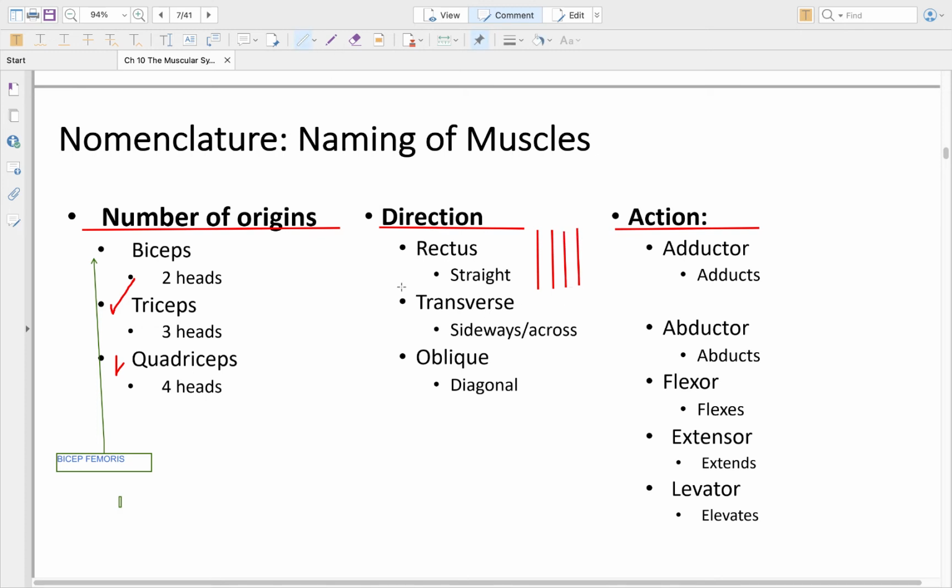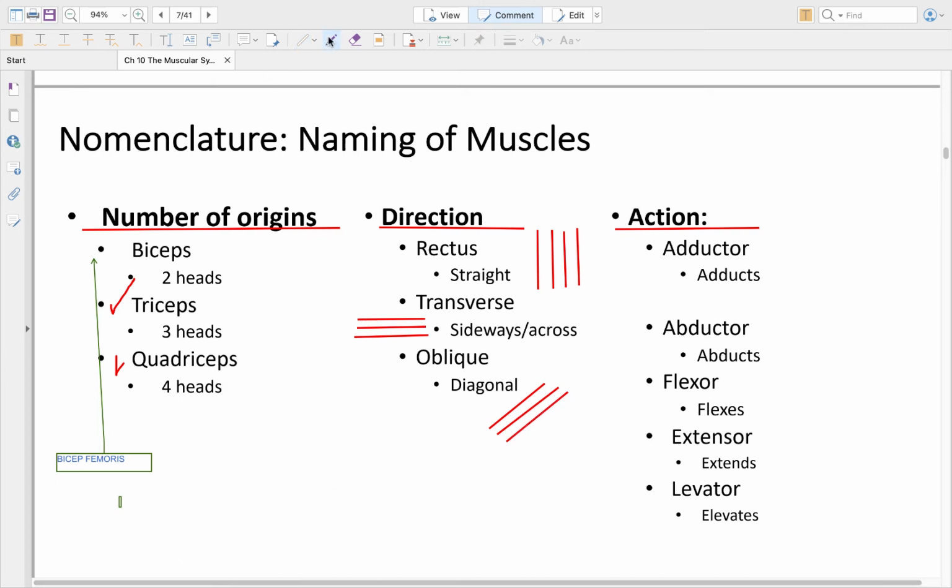Transverse is when the fibers of the muscle are positioned in the body, and when we look at the way that the fibers are running, they're going to run side to side. And then we have oblique. The term oblique will be utilized to name muscles that are indeed oblique, which just simply means that they have a diagonal pattern. Definitely draw these sketches. The straight lines for rectus, the side lines for transverse, and the diagonal lines for oblique.